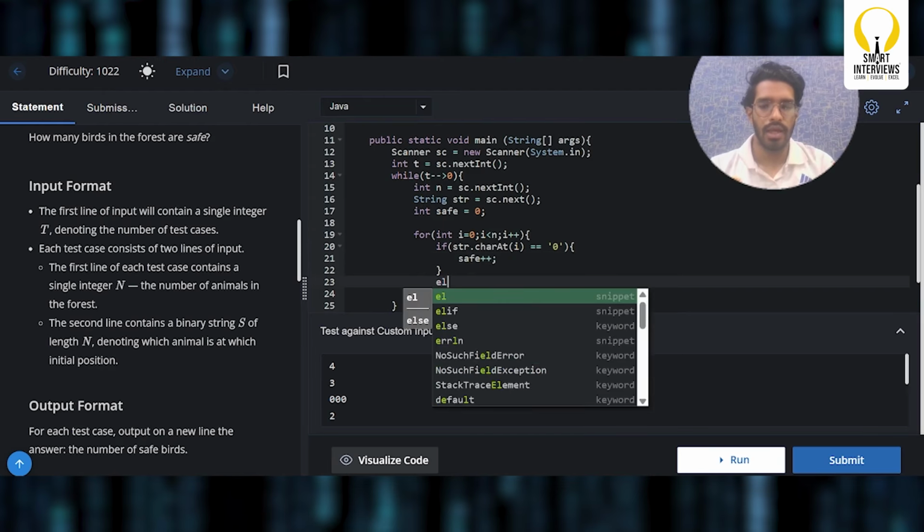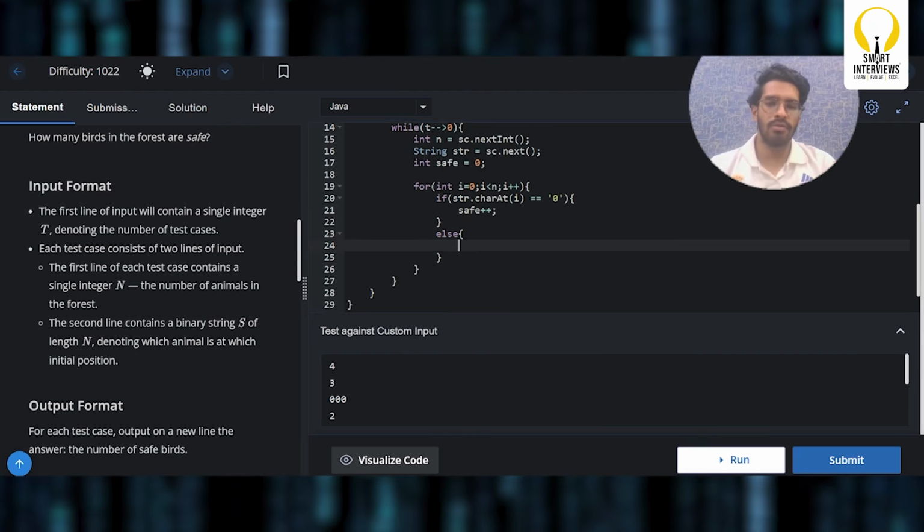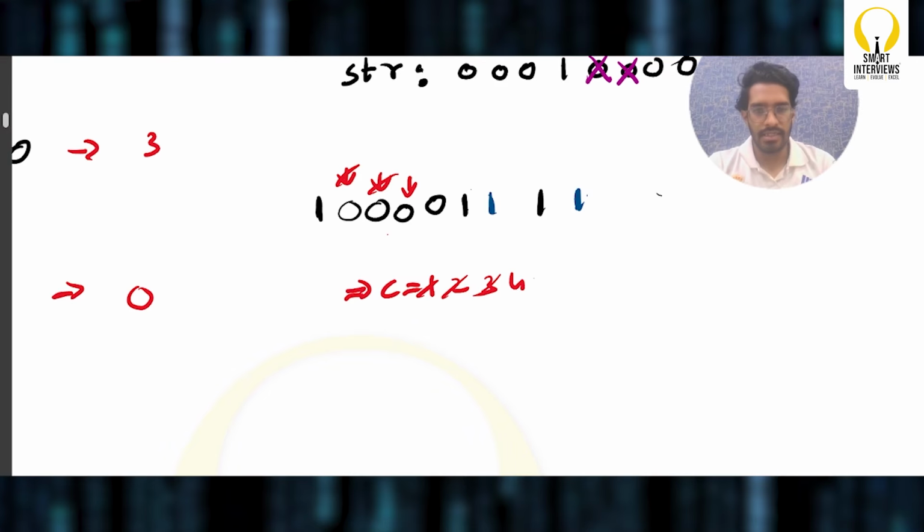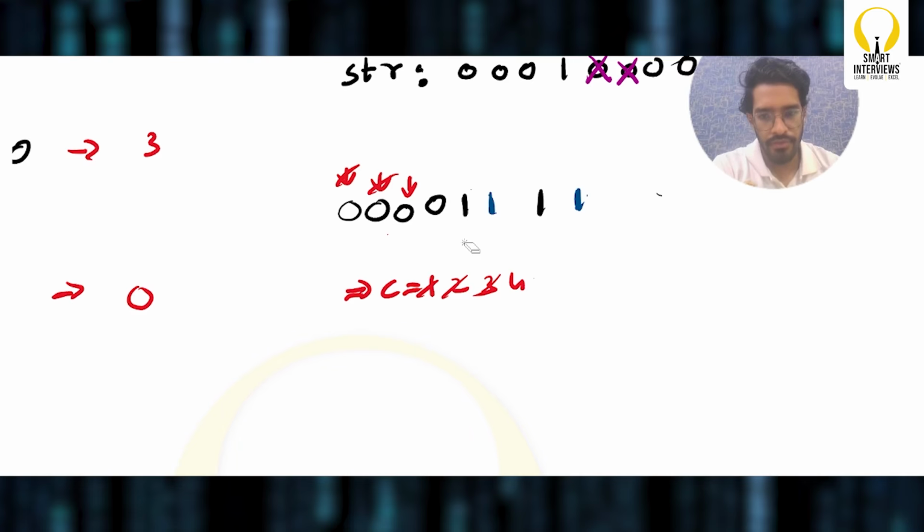Now, else there would be only one other case, which is basically encountering a wolf. Can I say, as discussed here, we can simply stop counting the number of safe birds now? Yes. After reaching this index, we definitely know that if there were any safe birds here, those safe birds will be eaten up by this wolf.